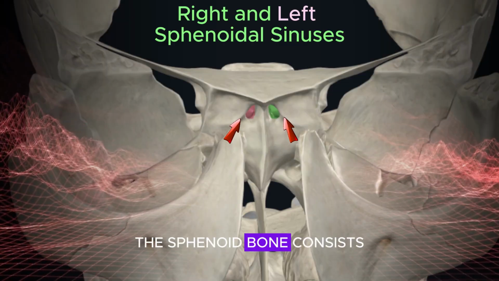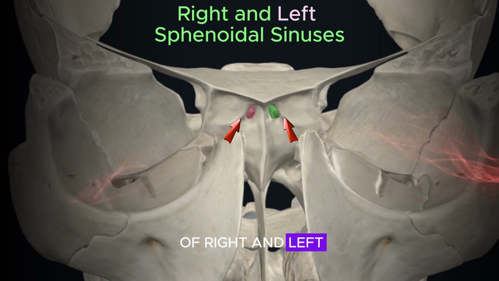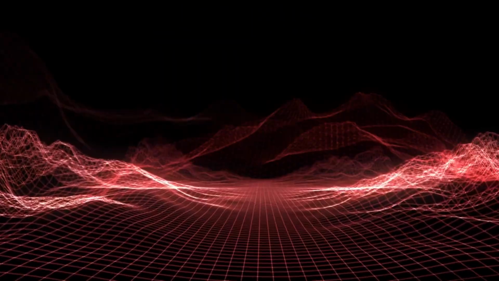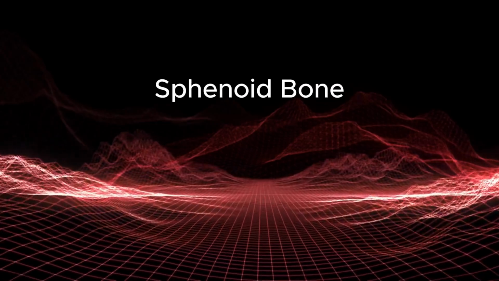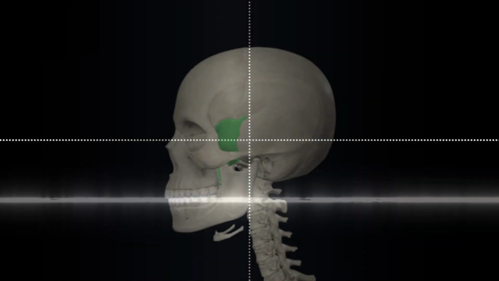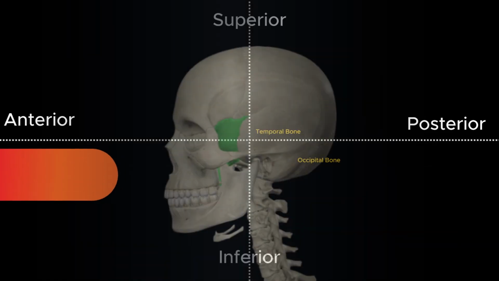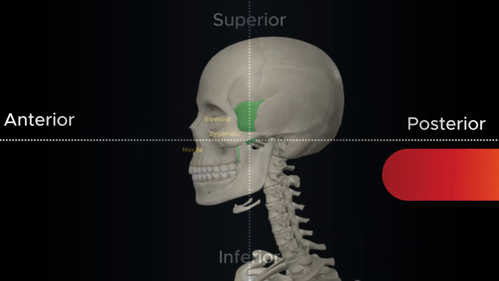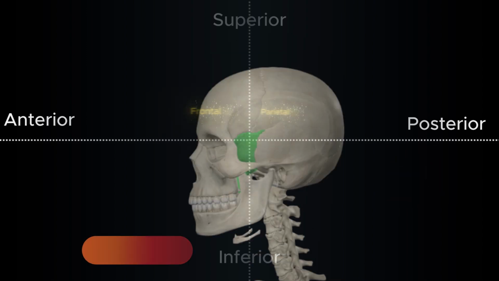The sphenoid bone consists of right and left sphenoidal sinuses and includes the following bony features. The sphenoid bone is located anterior to the temporal and occipital bones, posterior to the maxillae and the zygomatic, palatine, and ethmoid bones, inferior to the frontal and parietal bones.